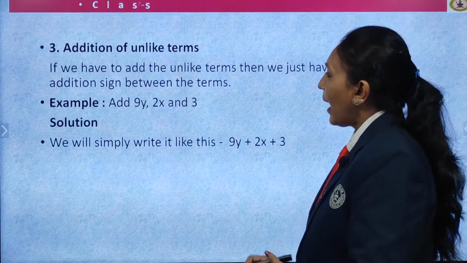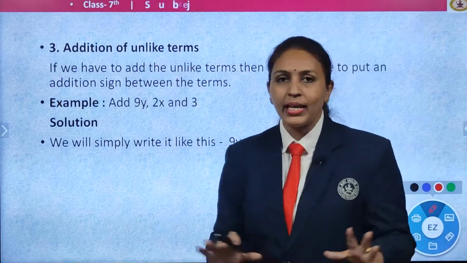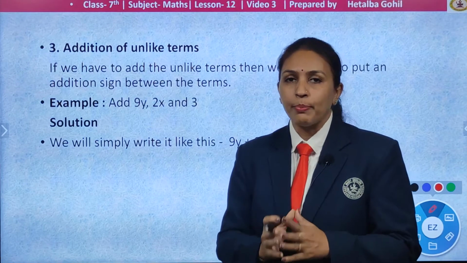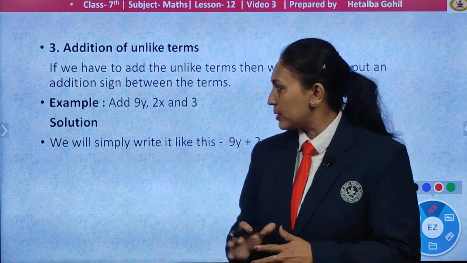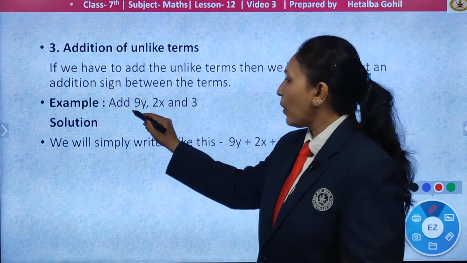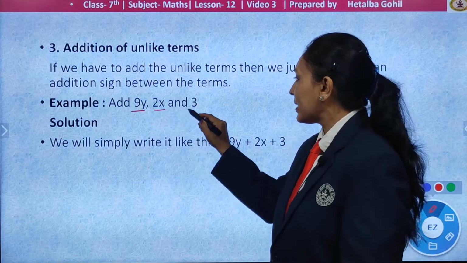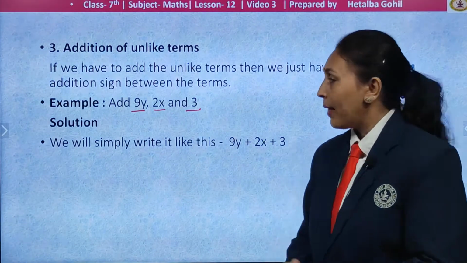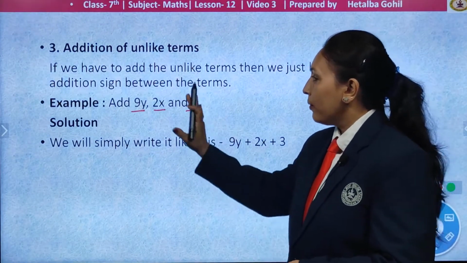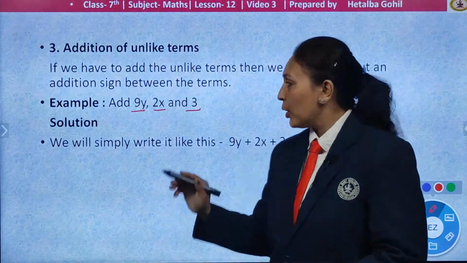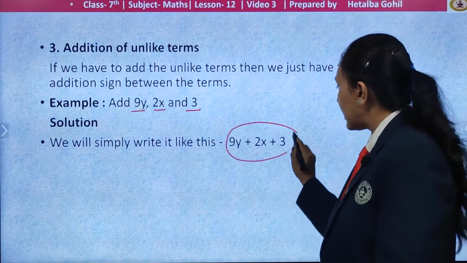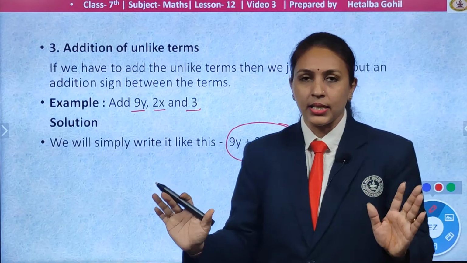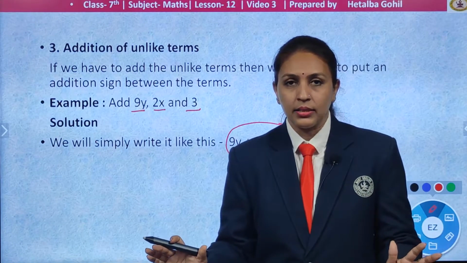Now addition of unlike terms, children, very easy. Nothing you have to do, only you have to put the sign of plus between all the unlike terms. You can see here we have to add 9y, 2x and 3y. You can see none of the variables are the same, that means they are unlike. All we can do here is to put the sign between them, that is addition, 9y plus 2x plus 3y. That's it, your answer is done.